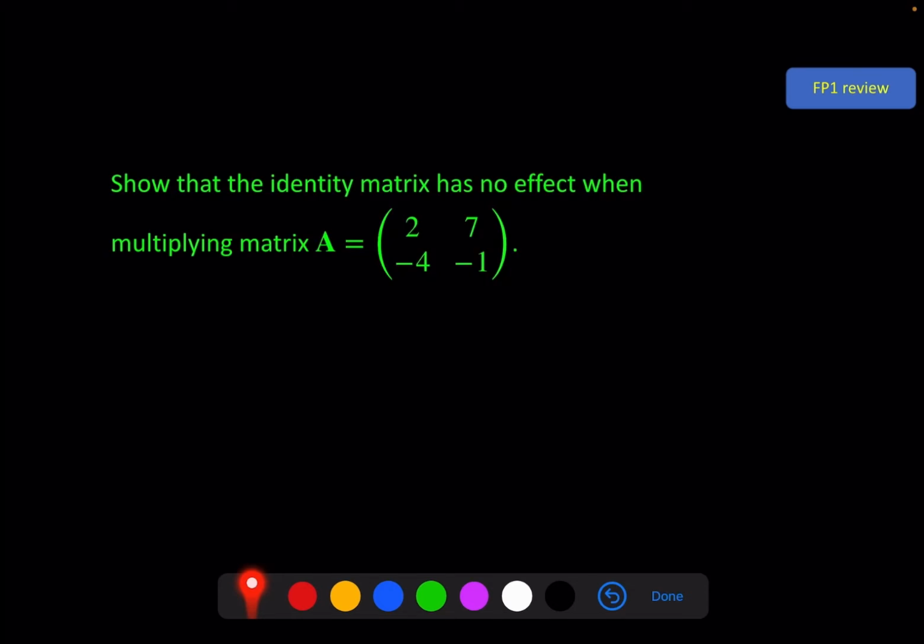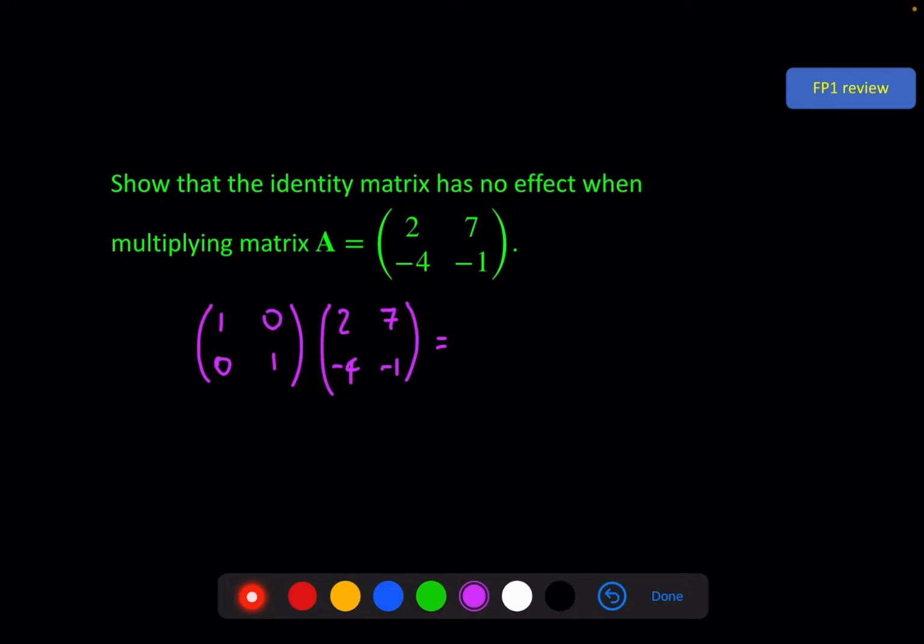Show that the identity matrix has no effect when multiplying matrix A. Quick starter question to review some of chapter 5's work, which you need to have done before starting this chapter. If you remember, the identity matrix is this one in a 2 by 2 matrix. We're going to multiply that by this one.